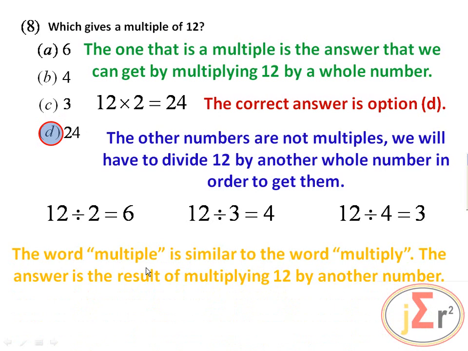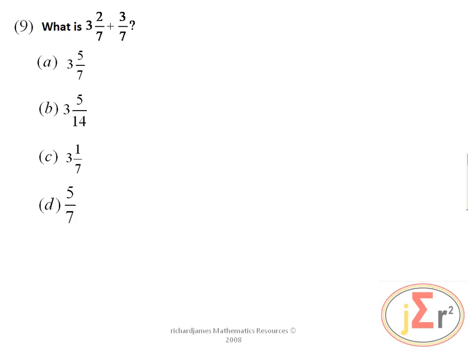The word multiple is similar to the word multiply. The answer is the result of multiplying 12 by another number. So we multiply 12 by another number and the result will be a multiple of 12. So at this stage we may just say another number, but in the future when you are working with more sophisticated devices, you say a counting number or a natural number, and we will see natural numbers in our video presentation.